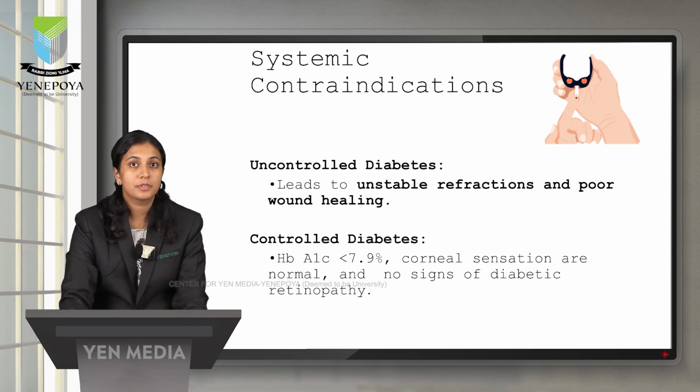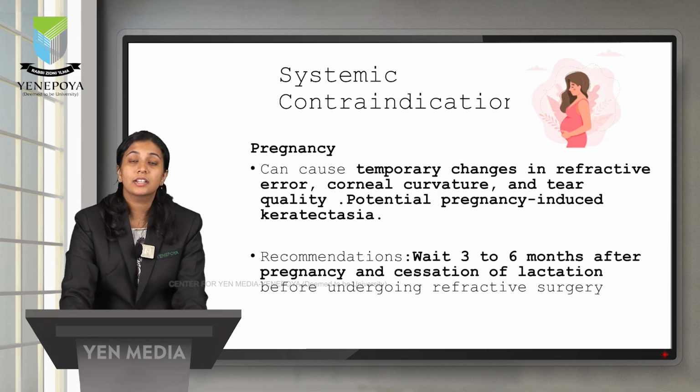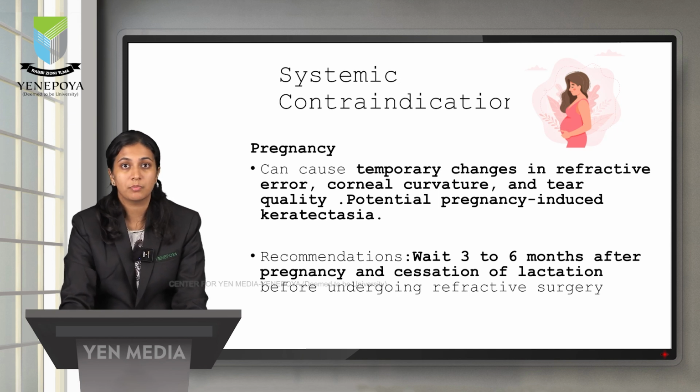Uncontrolled diabetes is an absolute contraindication because they have unstable refraction and have poor wound healing. Now if a patient has HbA1c less than 7.9%, has normal corneal sensation and have no signs of diabetic retinopathy, these patients might be considered. Pregnancy can cause temporary changes in the refractive error, corneal curvature and tear film quality. Additionally, there is a risk of pregnancy-induced keratectasia also. So the current recommended time for undergoing keratorefractive surgery is 3 to 6 months post cessation of lactation.